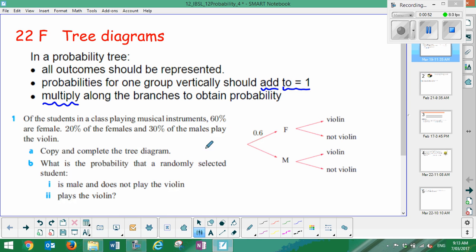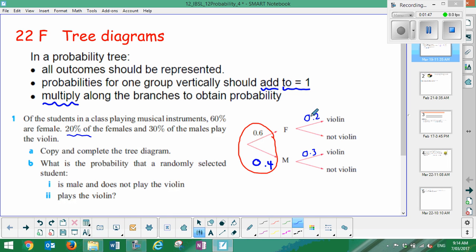So in this first example out of 22F, question 1, we've got students in a class playing musical instruments, 60% are female, 20% of the females and 30% of the males play the violin. If we know that we have 0.6 of the class as females, then 0.4 are males, because these need to add up to 1. The class is either male or female. Then for playing the violin, we're told that 20% of the females play the violin, so that puts this at 0.2, whereas 30% of the males play the violin, so for the males we have 0.3. So that's what the question tells us.